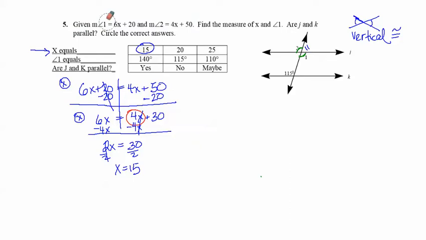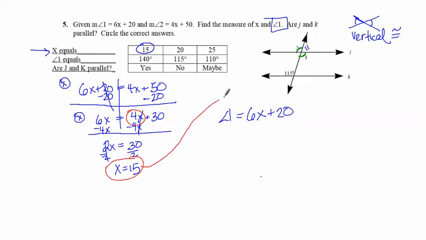After that, they're asking us to find the measure of angle 1. So if angle 1 is equal to 6x plus 20, and I already know that x is 15, then I can substitute that value here. So angle 1 is really 6 times 15 plus 20. And from that, we're going to get a number of 110 degrees.